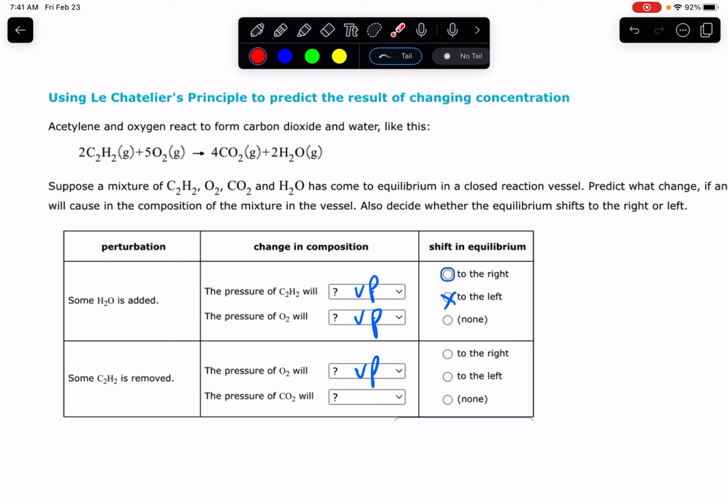If we look at the reaction going this direction again, what's happening to CO2? Well, we're losing CO2, so the CO2 pressure is going to go down. And let me make sure that I'm marking this as well.